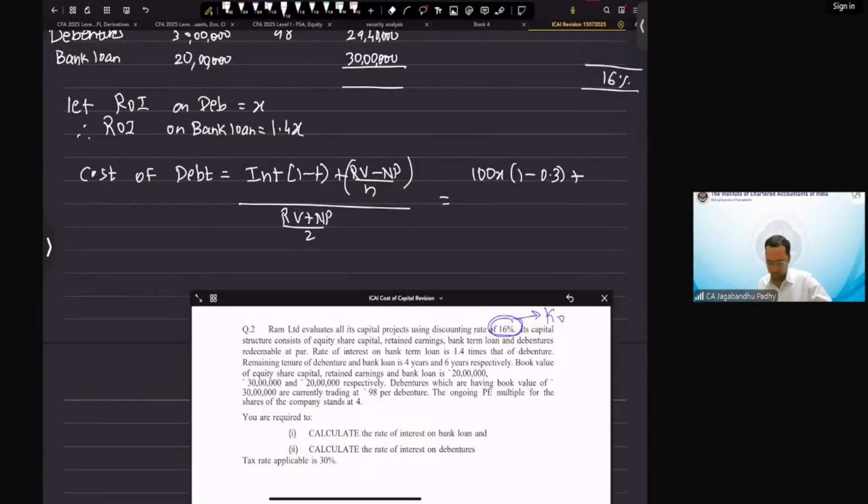So redemption value, debentures are obviously not stated anything. So debentures redemption value is definitely going to be 100 minus 98, which is 2, divided by number of years, remaining tenure of debenture is 4, upon, going to be 100 plus 98 by 2.